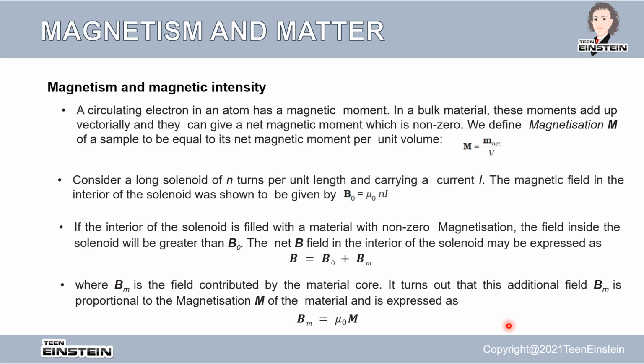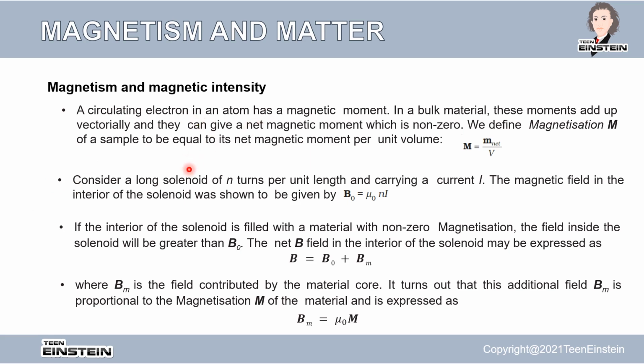What happens when you keep a material in a magnetic field? So we already talked about this in the last lecture, that if you have an electron revolving around a nucleus in an atom, it gives rise to a magnetic moment, right? So we will look into it more. A circulating electron in an atom has a magnetic moment.